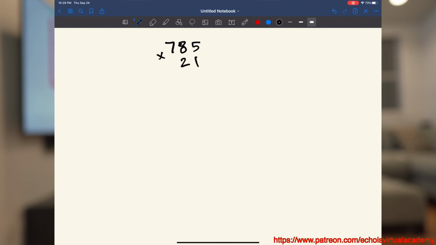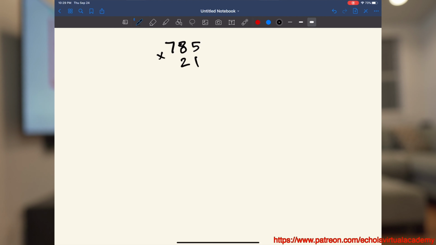So, remember, as we did our problem, we lined it up according to the place value. You notice the hundreds place, there's nothing under it because 21 doesn't have anything in the hundreds place. The tens place, the 8 is lined up with the 2 that's in the tens place. And then the 5 is in the ones place lined up with the 1. You always want to line your numbers up according to place value in order to make sure that you get the correct answer.